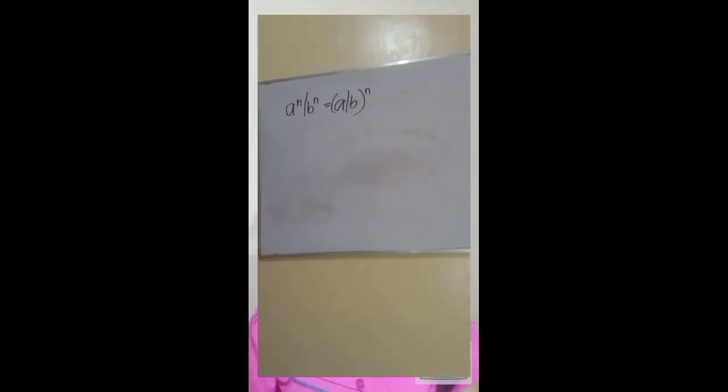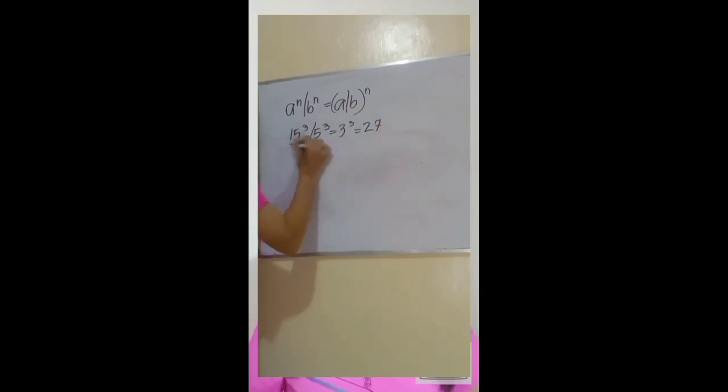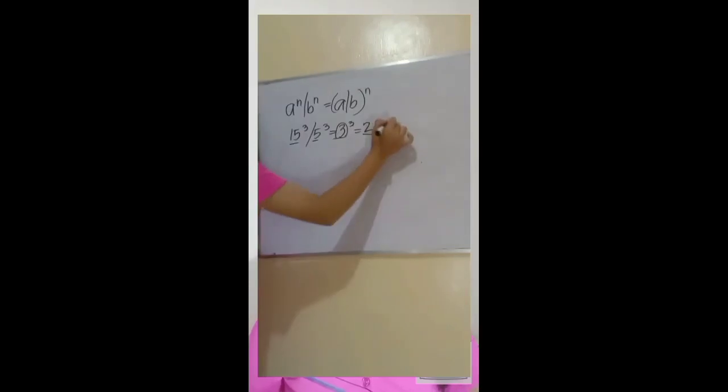Example: simplify the expression and find the value of 15 raised to 3 divided by 5 raised to 3. So, the answer is 15 divided by 5, raised to 3, which is equal to 3 raised to 3, which is equal to 27. And last, zero power.